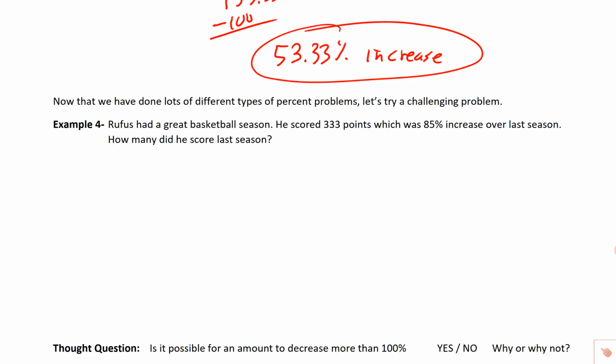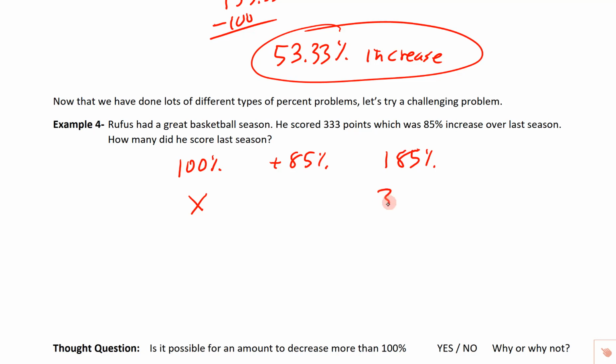Okay, well, let's think about this for just a second. This is how much he scored this season, 85% increase over last season, and the question is, how many did he score last season? So what we've got to do here is think, well, we want to find the percent that it went up. So he used to score 100%. He had an 85% increase. So he actually scored 185% of what he used to score.